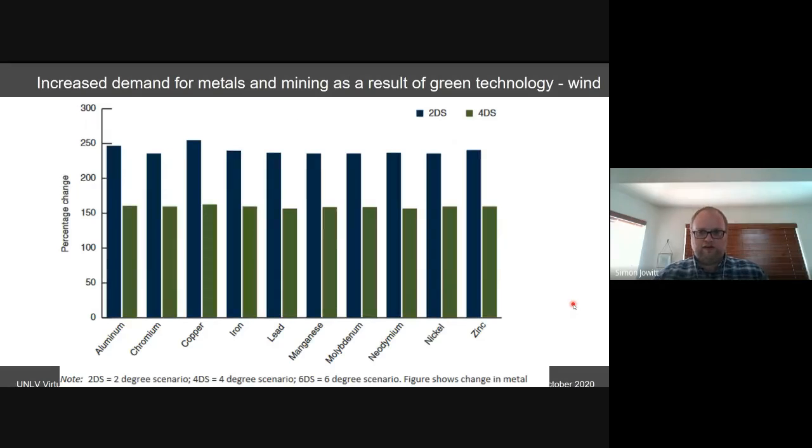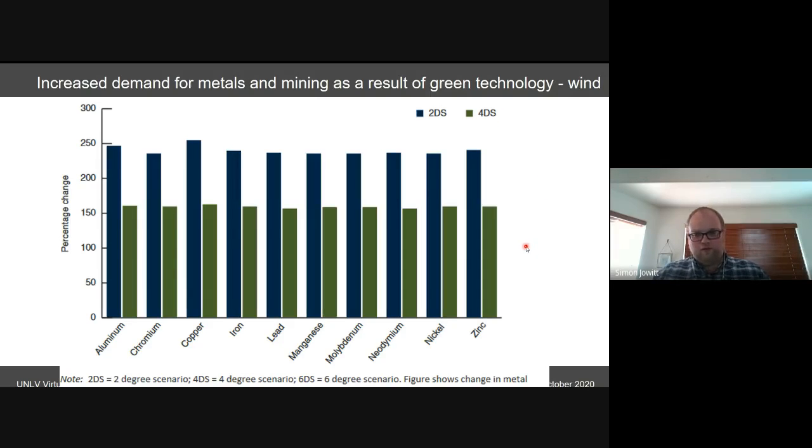And if we look at, this is just for wind turbines alone. So what we have here is a variety of different metals, the percentage change in basically the demand for metals, just as a function of producing wind turbines to keep basically warming to 4 degrees higher than it is now, or 2 degrees higher than it is now globally. So this is fairly extensive climate mitigation. This is somewhat extensive climate mitigation.